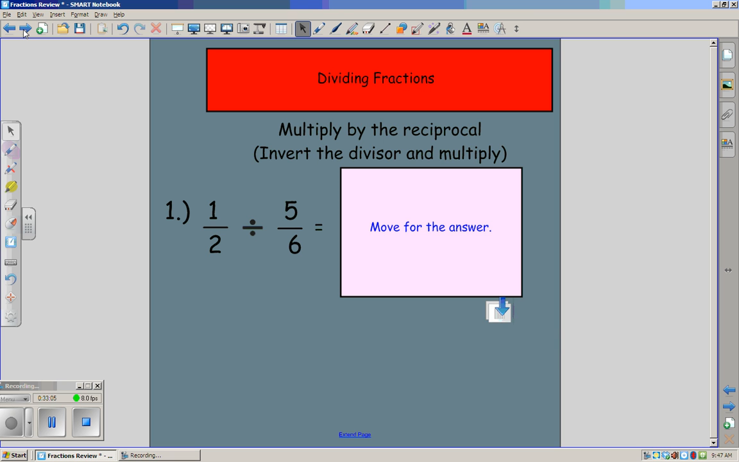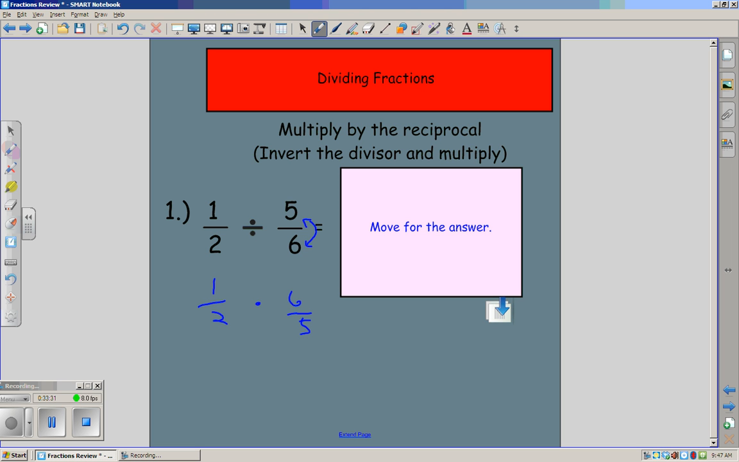All right, so here's your first one. I will demonstrate it for you. So if I have 1/2 divided by 5/6, I keep my first fraction the same, 1/2, and then I have to multiply by the reciprocal. Times, I flip the second one, 6 over 5.